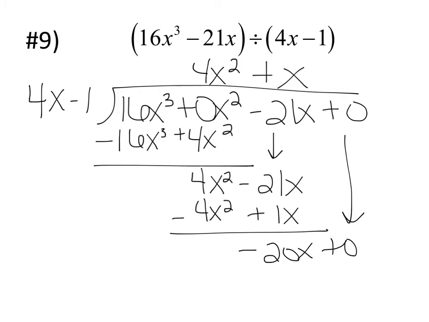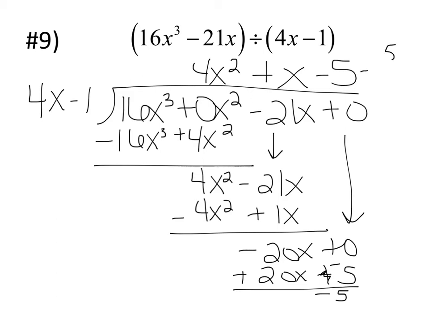4x times what gives me negative 20x? That's minus 5. Negative 5 times 4x is negative 20x. Negative 5 times negative 1 is positive 5. Change your signs. And you end up with a remainder of negative 5. So you're going to subtract 5, and then you're going to put it over your divisor, which is 4x minus 1. And that is your final answer.